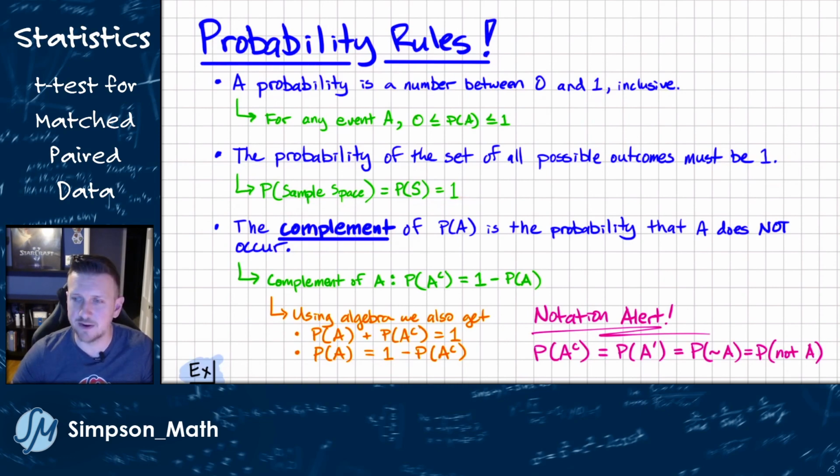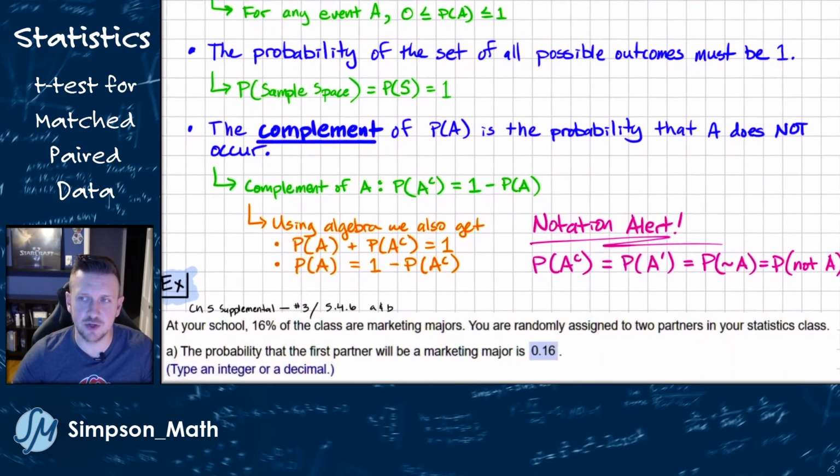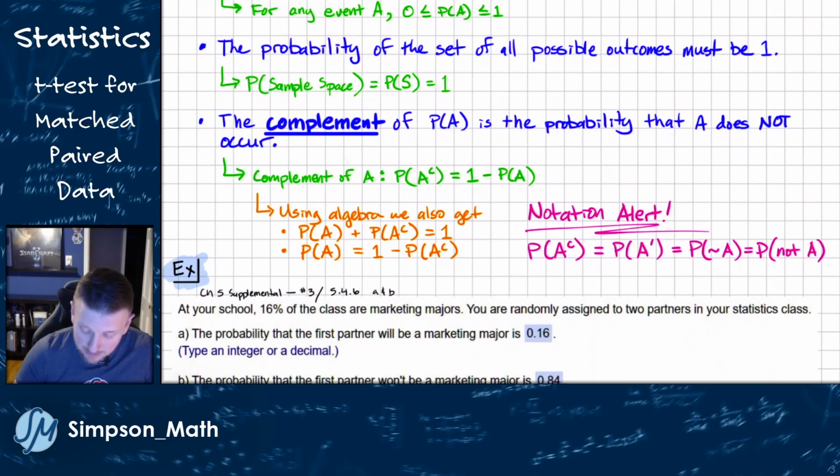All right, let's talk about a few more specific new things. Let's talk about the term complement. So the complement of the probability of A is the probability that A does not occur. So let's talk about that idea. This is something you should be pretty familiar with.